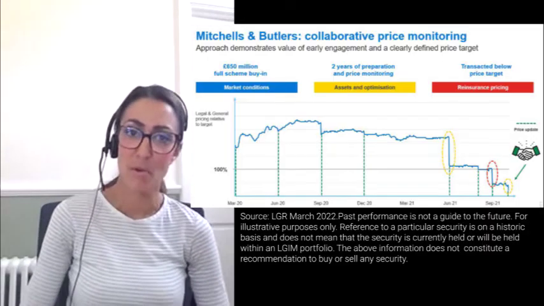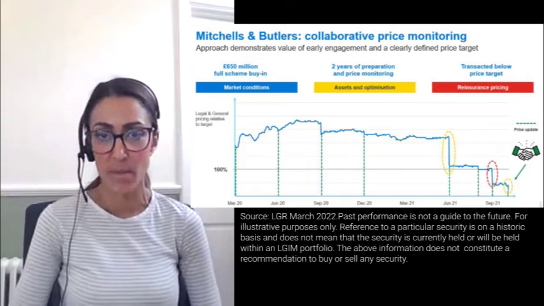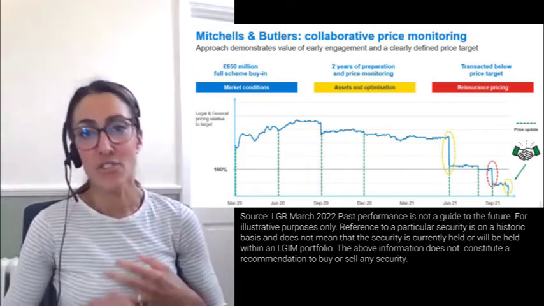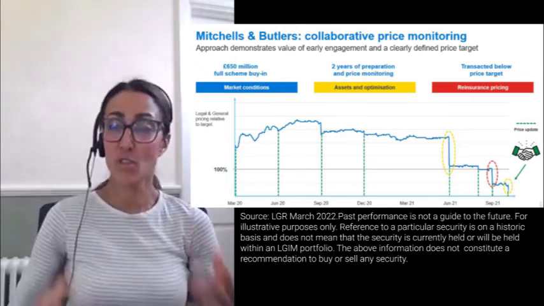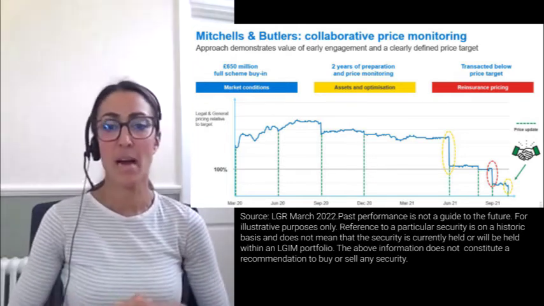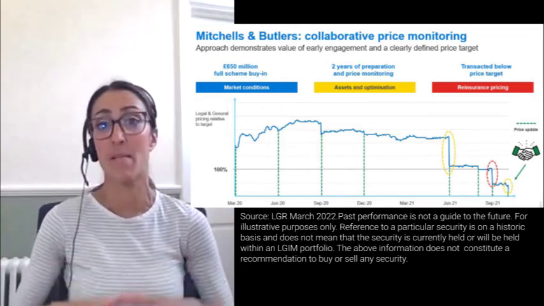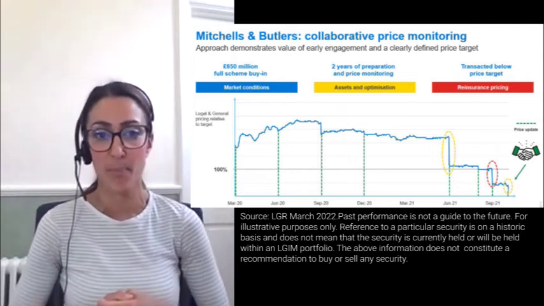Sure, that's no problem. One of the case studies that we presented at the seminar was the £650 million full scheme transaction we did with the Mitchells and Butlers Executive Pension Plan. And this was a great transaction showing the benefits of this monitoring approach. It was 2 years of preparation for the scheme and a collaborative price monitoring approach with insurers that ultimately meant the scheme was able to transact at a level that was below their price target.